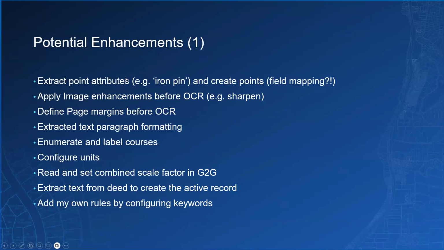So some questions here. Apply image enhancements before OCR, for example, sharpen. Sometimes OCR can improve if you do some image pre-processing. Right now we don't do that. You can do it in your own software outside of Parcel Fabric and then save the image and bring it in. But maybe we should put it in there. We have the library to do it inside the installation of ArcGIS Pro.